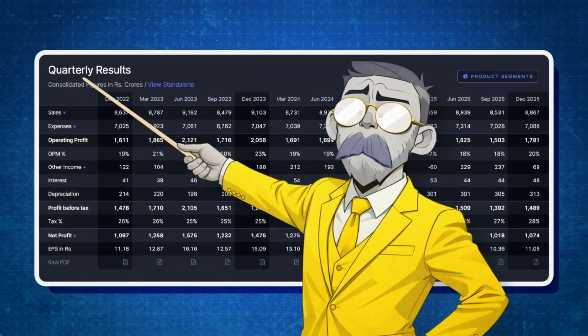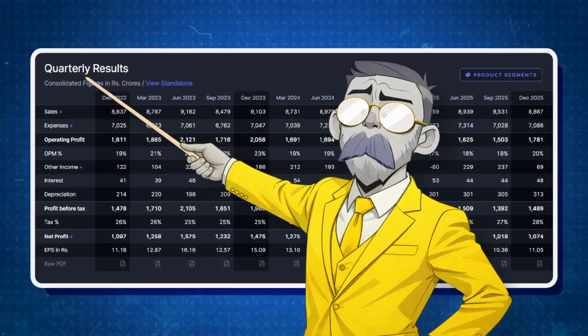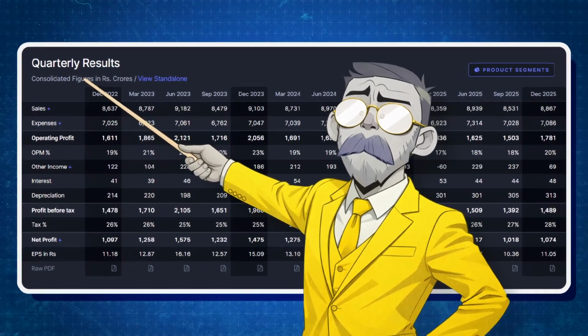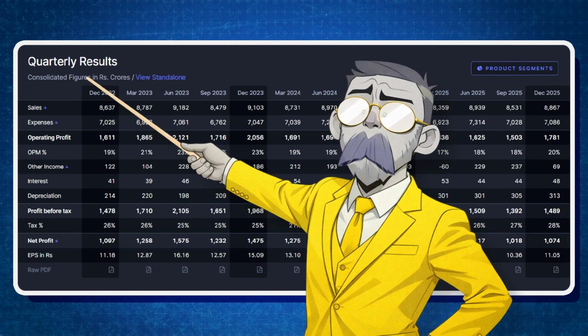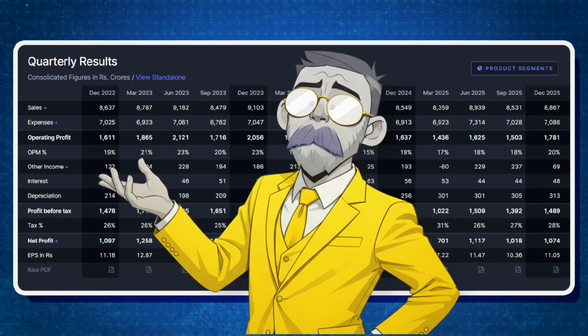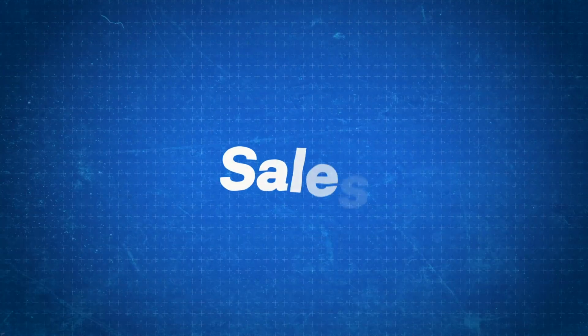Let's start from the quarterly statement. This part shows how the company did in the 3-month interval. Consolidated means the numbers are combined with all the children companies, and standalone means the result is only for that specific company without any child company. So always look for consolidated numbers, because companies like to hide the loss-making parts.